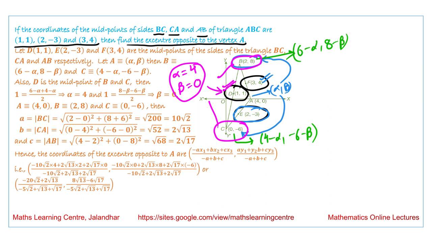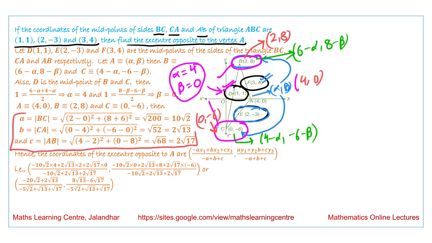By substituting these values we obtain that the coordinates of the point A are 4 comma 0, the coordinates of the point B are 2 comma 8, and the coordinates of this point C are 0 comma minus 6. These are the 3 coordinates we have. Now by using the distance formula we can obtain the lengths of the sides AB, BC and CA. We have used the distance formula to calculate the lengths of the sides AB, BC and CA.